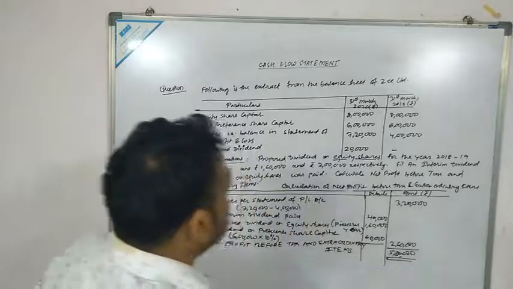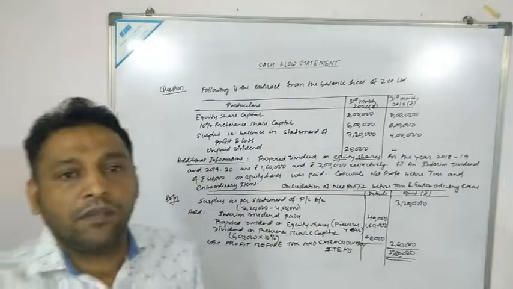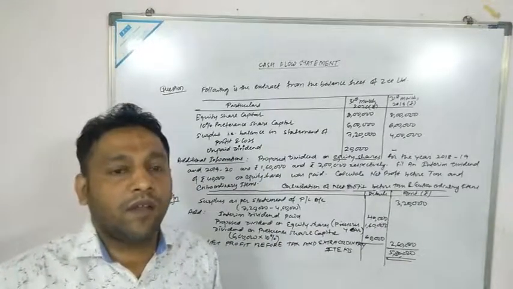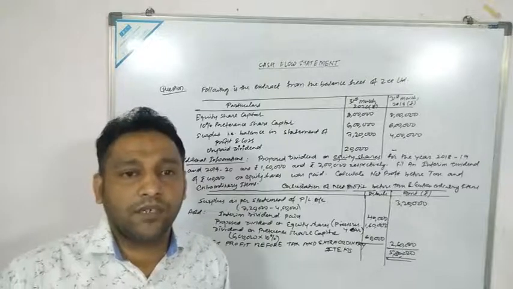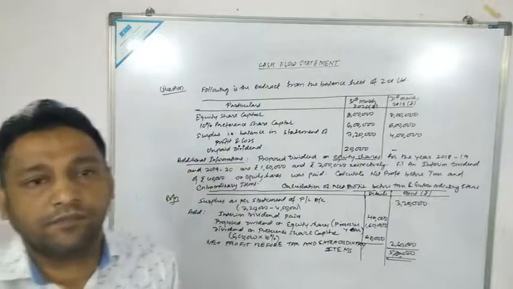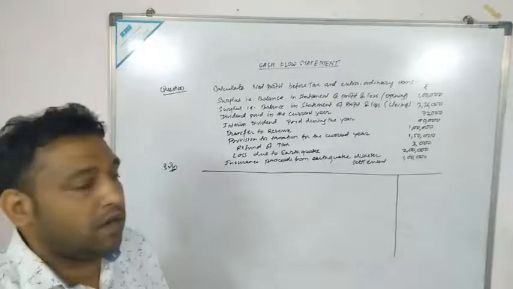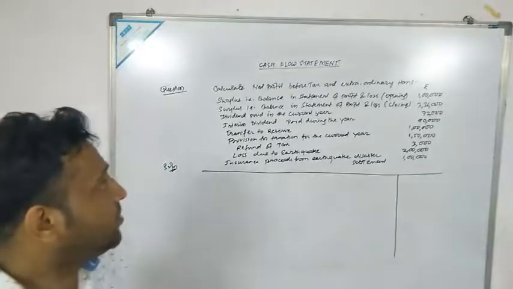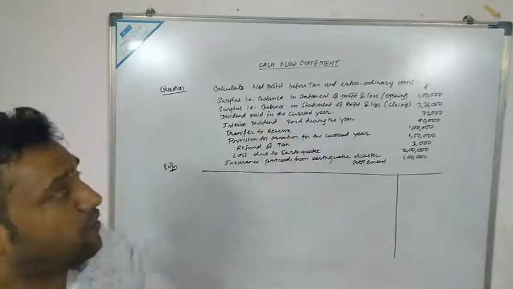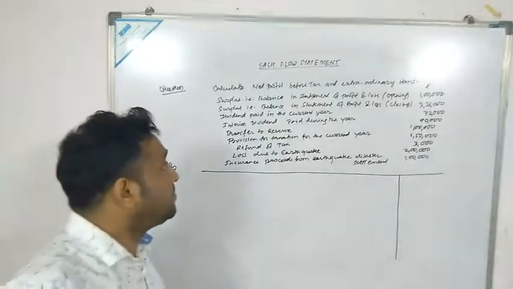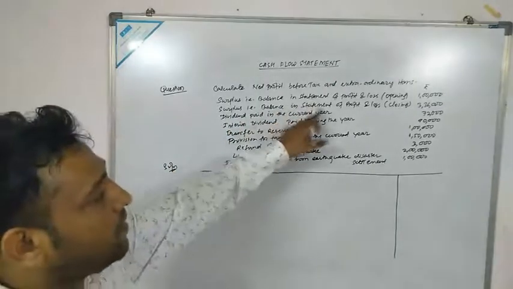Okay, 5,80,000. So this is how you are required to calculate your net profit before tax and extraordinary items. So let us solve the next question: calculate net profit before tax and extraordinary items. Surplus, that is balance in statement of profit and loss.